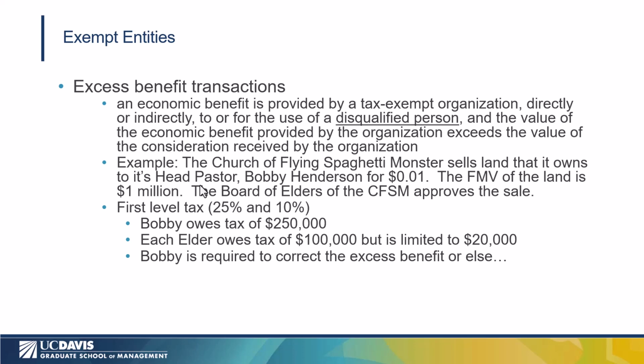And Bobby is required to correct the excess benefit. So he's required to actually pay the remaining $999,999.99, or else a second level of tax kicks in at 200%, which means Bobby now owes a tax of $2 million. So you can see that what they've created is a penalty structure that's really, really onerous, right? So look, we'll let you operate as an exempt entity. We're going to let you do your thing. But if we catch you engaged in excess benefit transactions, we're dropping the hammer and we're dropping it hard.